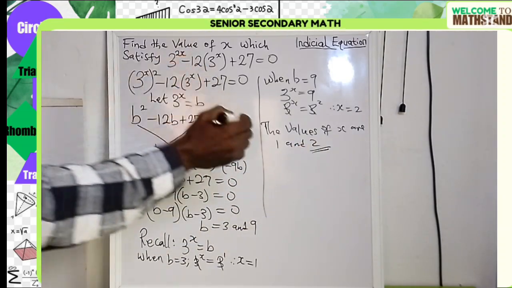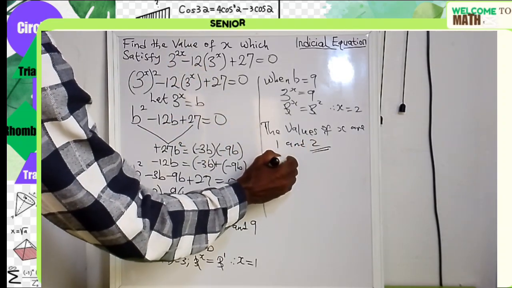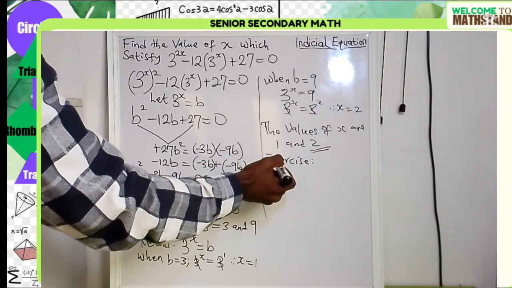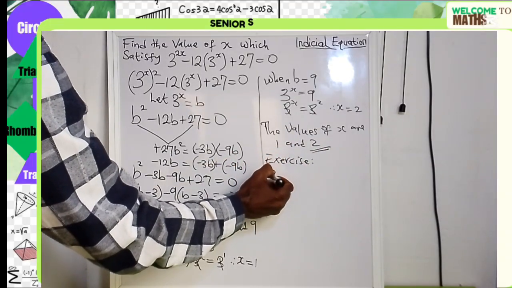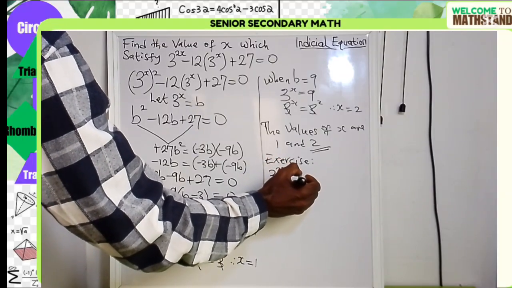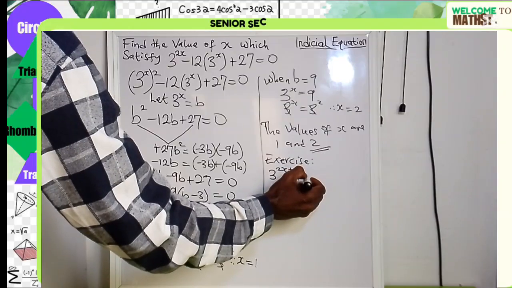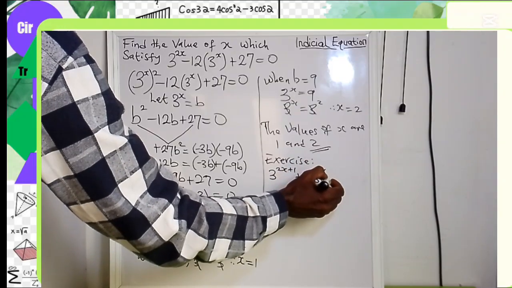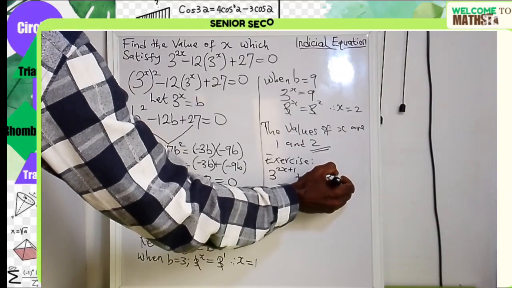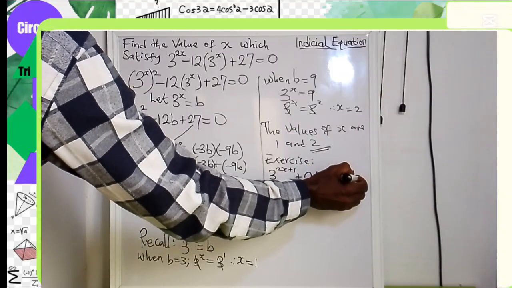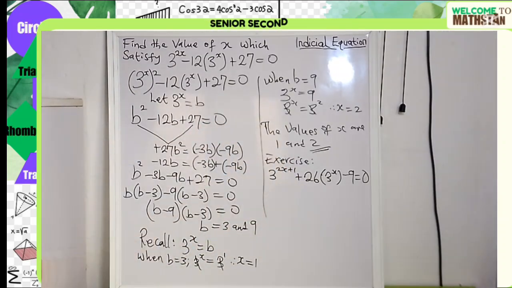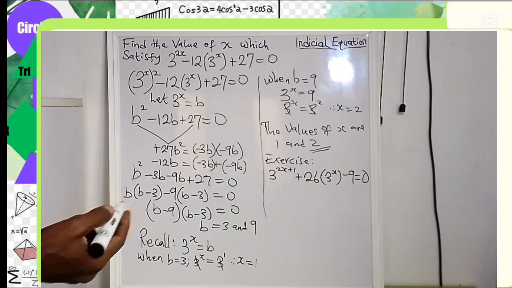I think I should drop an exercise for you. You can work this one out: 3 raised to the power of 2x plus 1, plus 26 times 3 raised to the power x, minus 9 equal to 0. So solve this and drop your answer in the comment section.